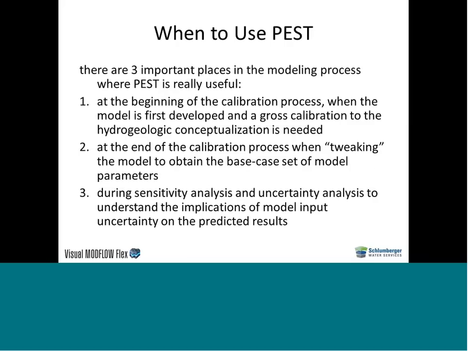So there are three important places in the modeling process where PEST can be really useful for you. The first is at the beginning, when you're just starting the calibration process. The model has first been developed and you want to determine a gross calibration to the conceptualization. Second is at the end of the calibration process, when you need to do some fine-tuning or tweaking, which will allow you to generate a best-case set of model parameters. And lastly, PEST can be very powerful and useful when you're doing sensitivity analysis or uncertainty analysis. If you want to determine what impacts a range of parameter values will have on future predictions, such as plume migration, if you were to vary parameter distribution by a set of factors and see what the travel time to receptor wells is, for example.